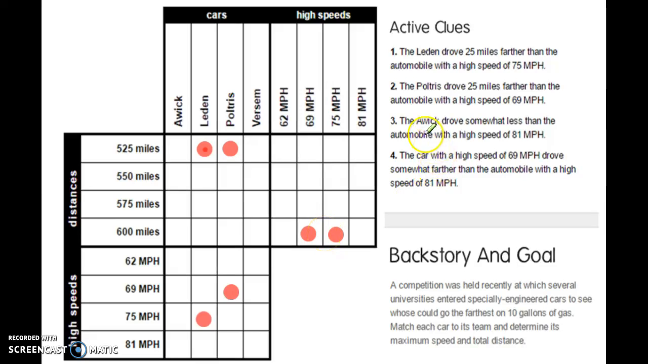Clue 3. The Awick drove somewhat less than the automobile with a high speed of 81. Well, that means that the Awick cannot be the max distance car, because the Awick drove less than another car. It also tells us that the car that reached 81 miles per hour cannot be the minimum distance, because again the Awick drove less than it. We have another piece of information. Obviously the Awick is not the same car as the 81.